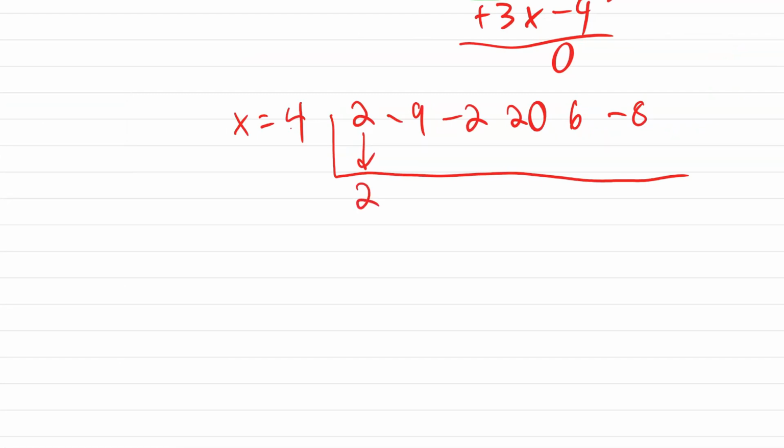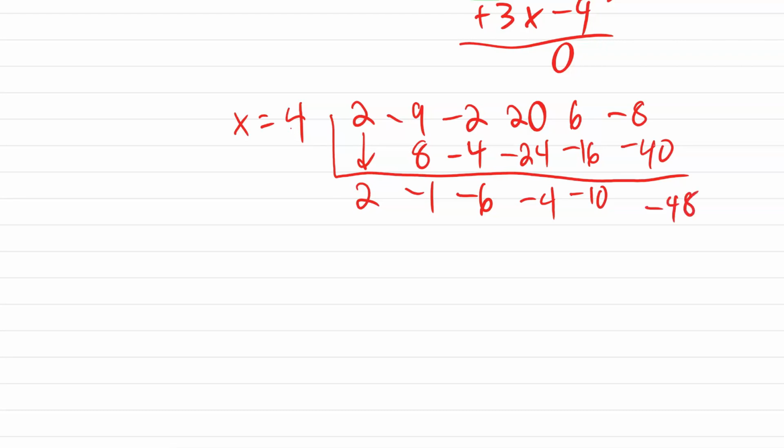2, 2 times 4 is 8, negative 1 plus 8. Negative 6 times 4 is negative 24, negative 4 times 4 is negative 16, negative 10 times 4 makes negative 40, and so negative 48. What did we just do? Well, basically, we plugged in a 4 into the equation.